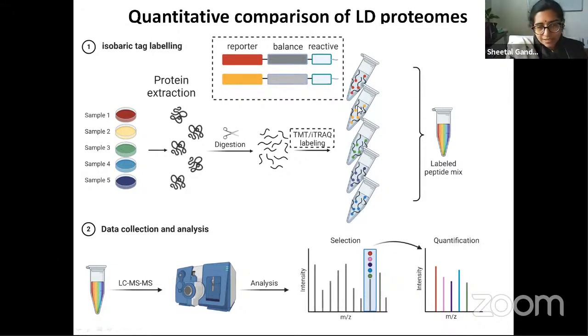Okay, so this is, in a very simplified manner, how quantitative proteomics is done. This methodology was used by us to look at lipid droplet proteomes, but this methodology is all pervasive and can be used for comparison of any different types of proteomes.